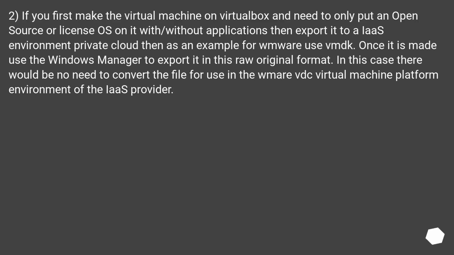2. If you first make the virtual machine on VirtualBox and need to only put an open source or licensed OS on it, with or without applications, then export it to an IaaS environment private cloud, as an example, use VMDK. Once it is made, use the Virtual Media Manager to export it in this raw original format. In this case, there would be no need to convert the file for use in the virtual machine platform environment of the IaaS provider.